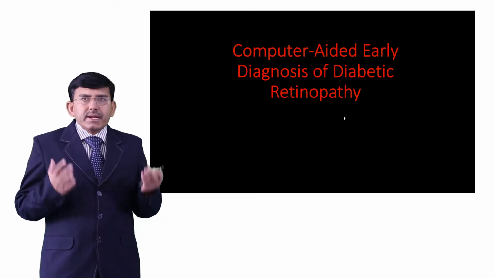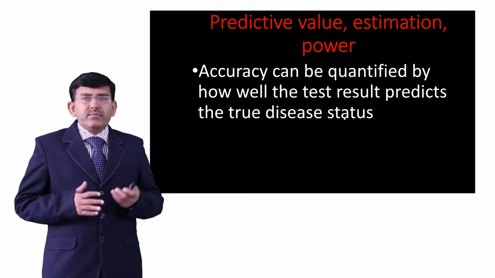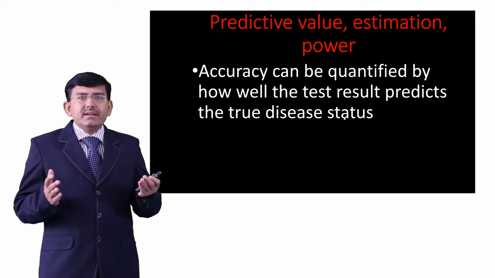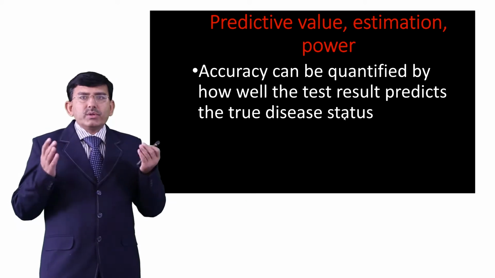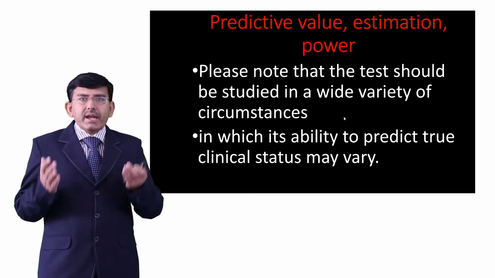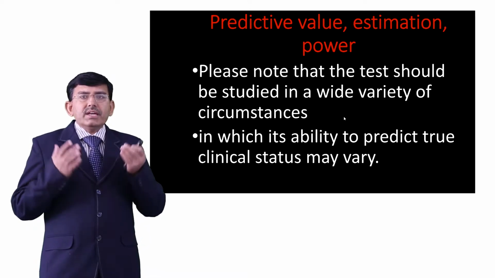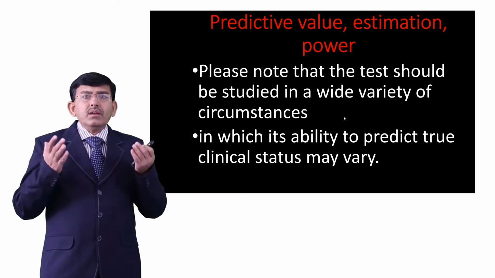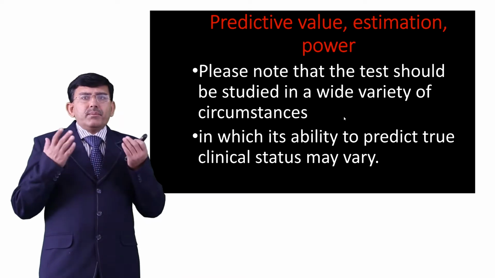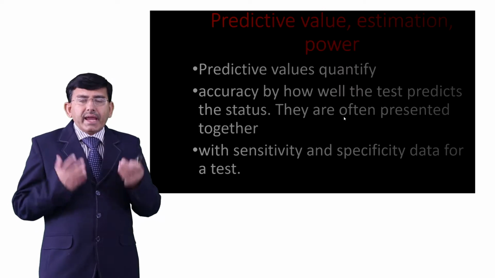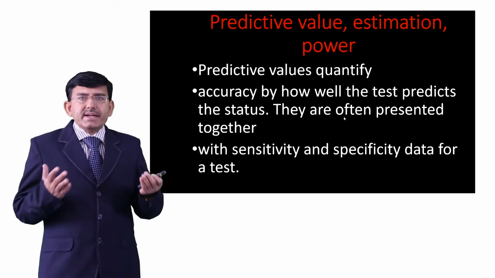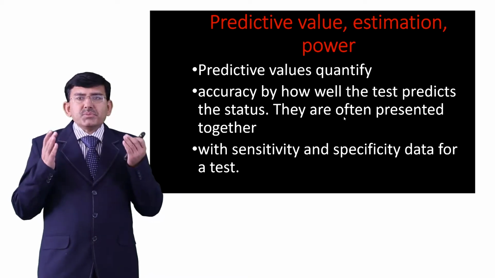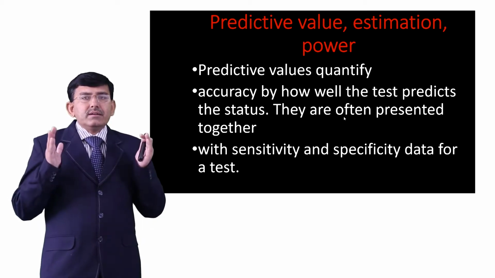Let us start with predictive value, estimation and power. Accuracy can be quantified by how well the test result predicts the true disease status. Please note that the test should be studied in a wide variety of circumstances in which its ability to predict true clinical status may vary. In continuation to that, a predictive value quantifies accuracy by how well the test predicts the status. They are often presented together with sensitivity and specificity data for the test databases.